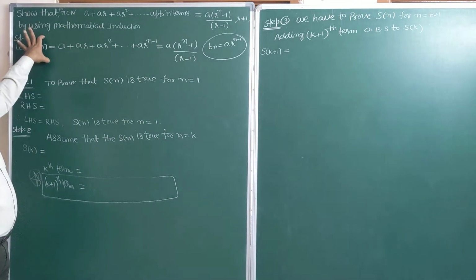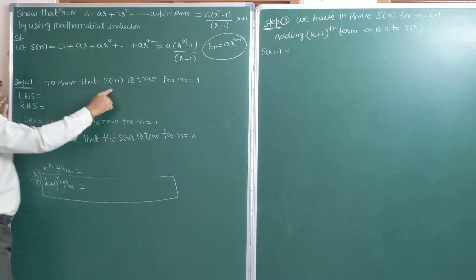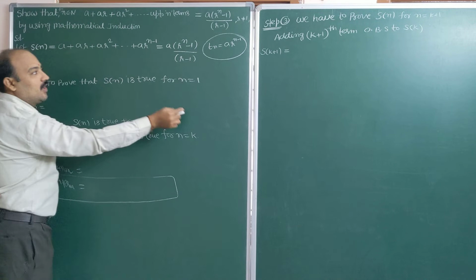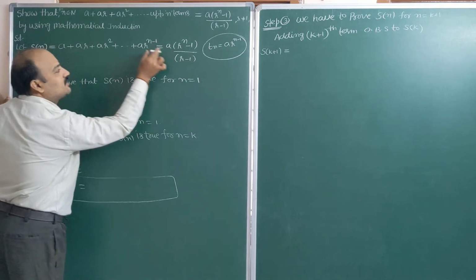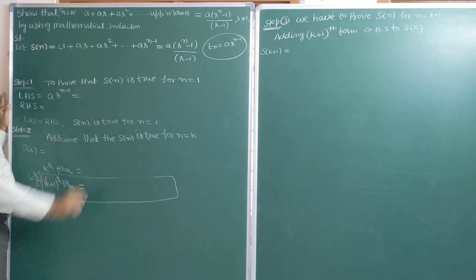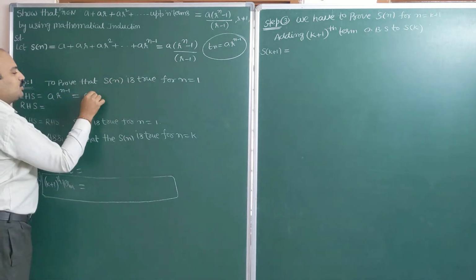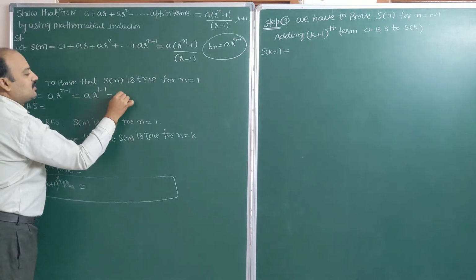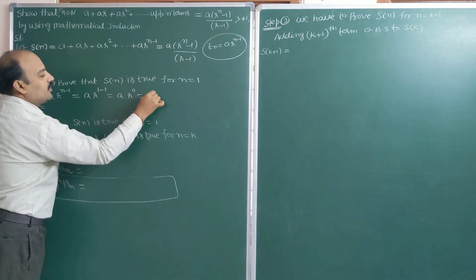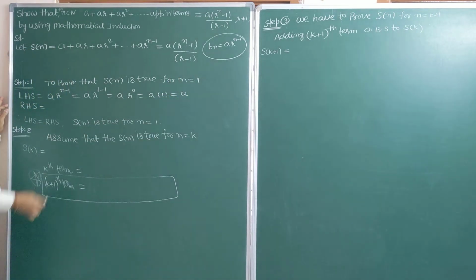This is the statement S of n. In this, what is LHS? In step 1, to prove that S of n is true for n equal to 1, this is LHS, this is RHS. Consider LHS: a r power n minus 1. Since n is equal to 1, we substitute it in this: a into r power 1 minus 1, so a into r power 0. A into anything power 0 is 1, so ultimately the value is a.